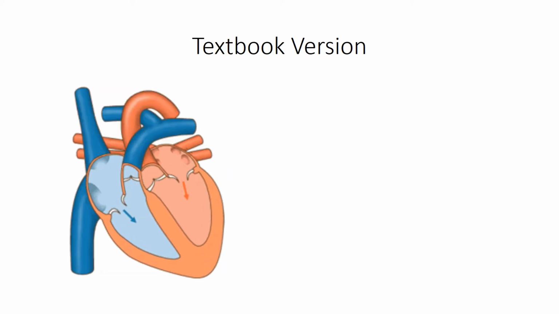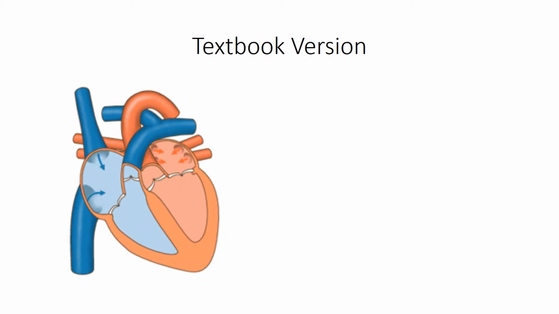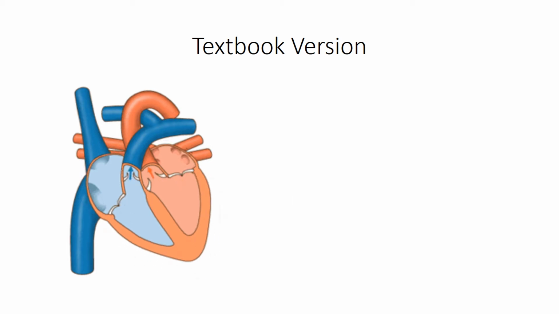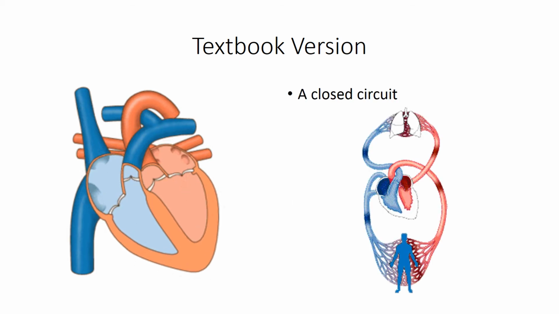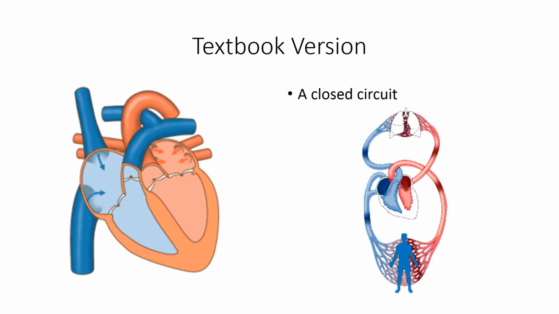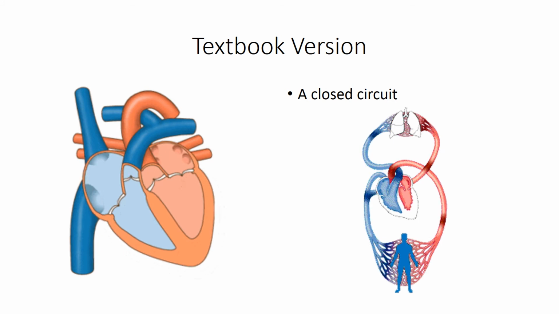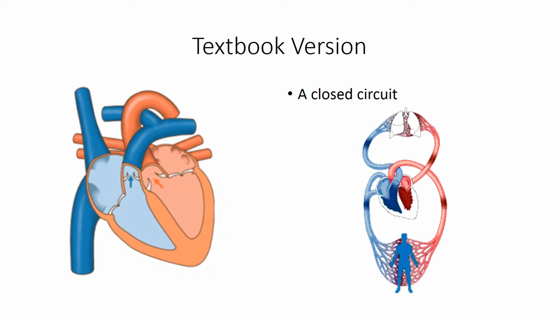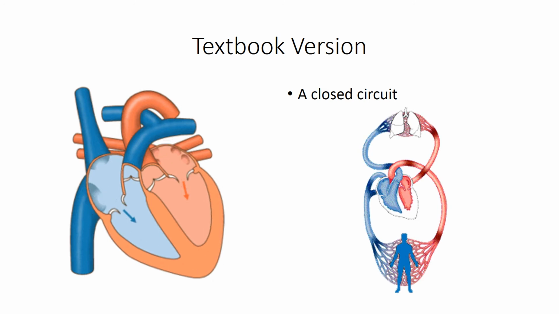Now, in your textbook, you'll see versions of the heart like this. And remember, the heart is a simple pump, and it is pushing blood throughout the entire body. Now, the blood should be contained within a vascular system, which is the tubing or container that holds the blood as it's pushed throughout the body. But when we're looking at this and trying to study it, it can be a little confusing.